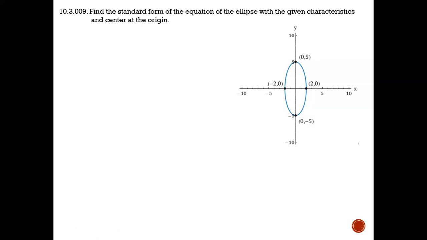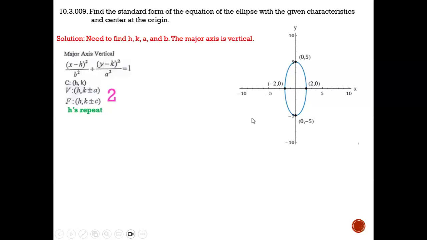Okay, we're going to find the standard form of the equation of the ellipse again with the characteristics given and center at the origin. So everything here now comes from the picture, okay? Center is right here at the origin. So we're going to work it the same. We're going to find our H and our K, and we just need the A and the B, okay? Our major axis is vertical because we can see by the picture it is stretched more in the vertical direction.